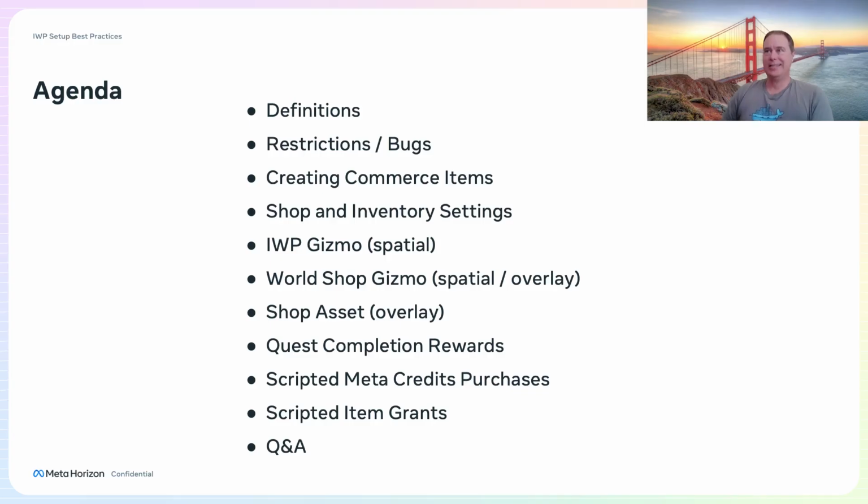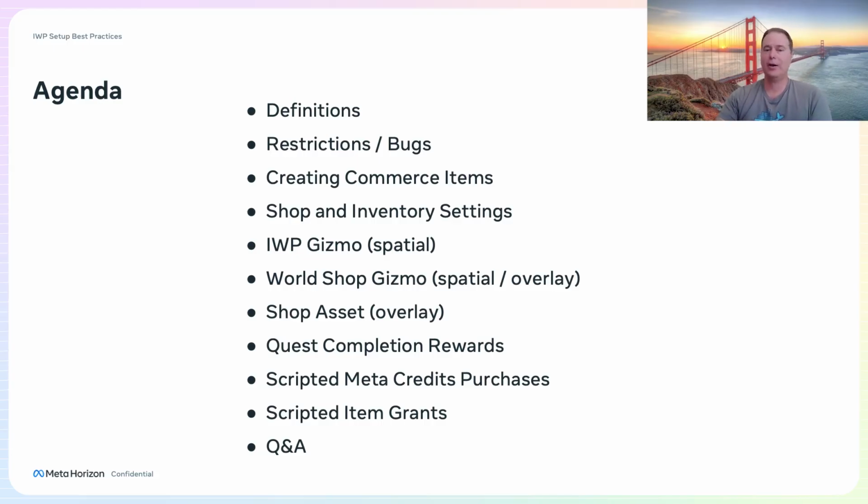All right, so the agenda. We're going to talk about definitions around IWP in-world items. There's a lot of different things, so I want to lay some groundwork, some terms. We're going to talk about some of the restrictions and bugs that exist right now with in-world purchase stuff. We're going to talk about how to create items. We're going to talk about the kinds of shop and inventory settings you can set on your world so that when people are visiting your world, they have certain experiences.